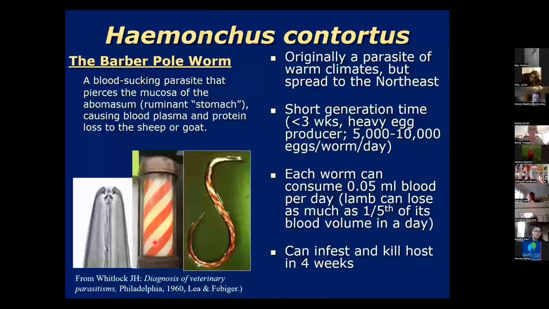And this is a barber pole, for those of you that are too young to remember what a barber pole looks like. And this is a barber pole worm. I think this is the female, that you can see the red and white colors on. Pretty fancy looking. This is the mouth parts that pierce the lining of the abomasum.